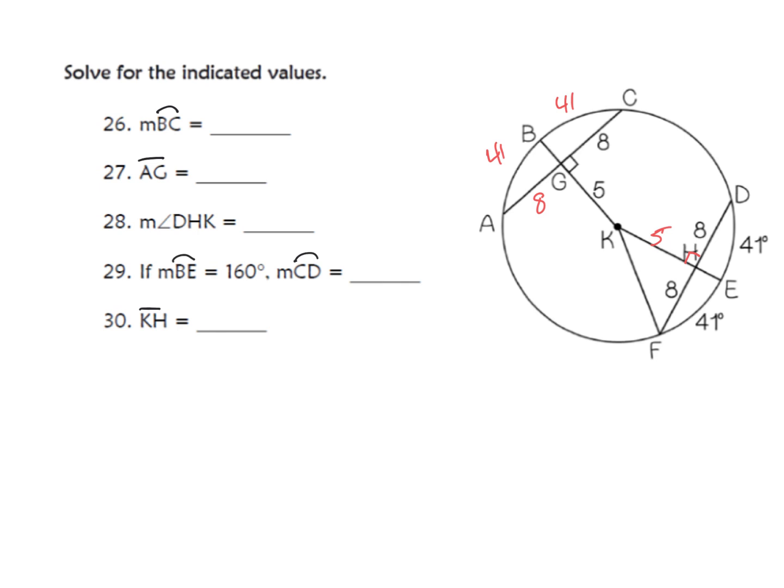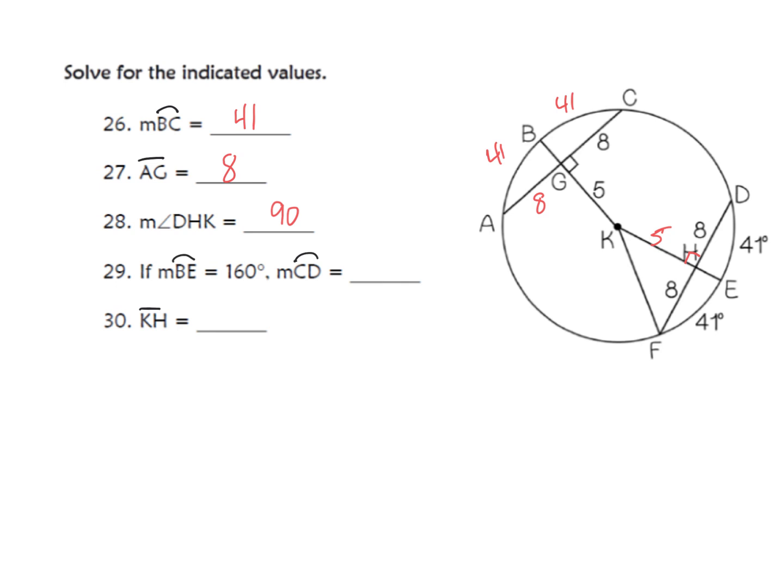So let's see if we can answer some questions. So the measure of arc BC is 41. Segment AC. No, AG, that says AG. Segment AG is 8 units long. The measure of angle DHK, I have it marked, it's a right angle, that's 90 degrees.